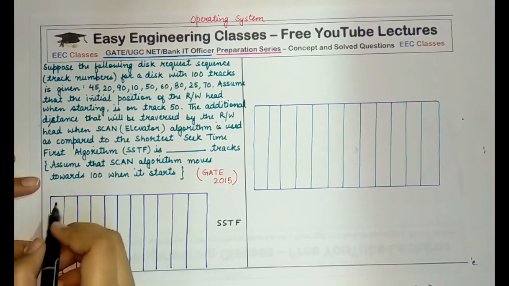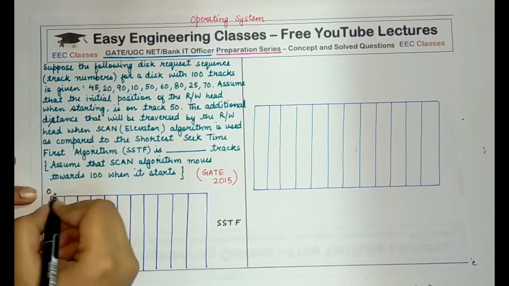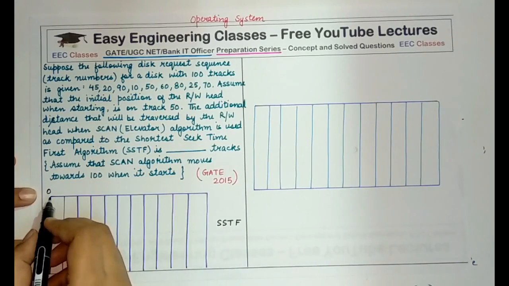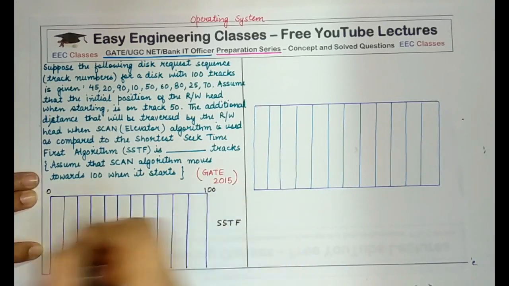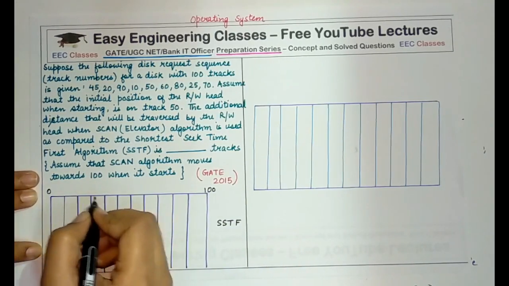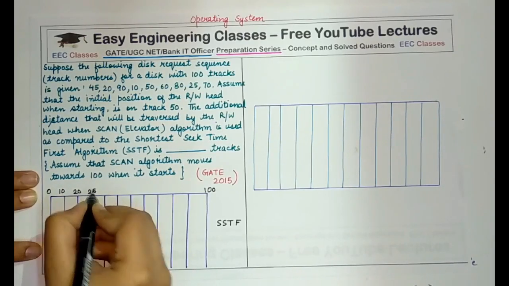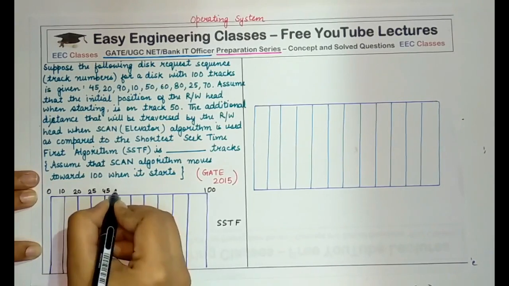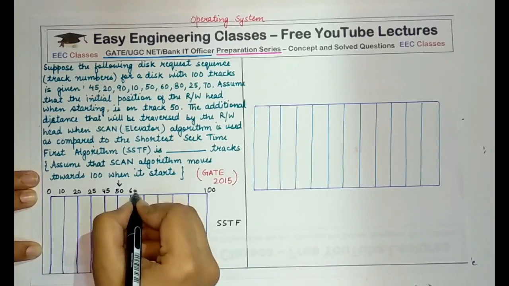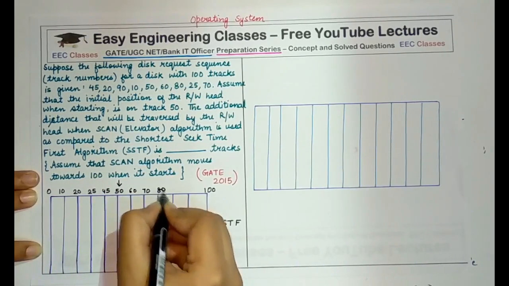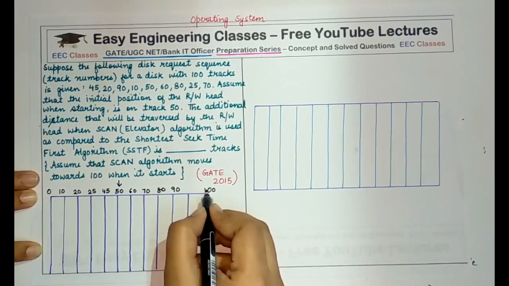So let us first place all the numbers or the disk requests that will be generated by the sequence. The disk requests can range from 0 to 100, and the increasing order in which the requests are made is 10, 20, then 25, then 45, then 50. 50 is the current position of the head. Then we have 60, 70, 80, 90, and 100.